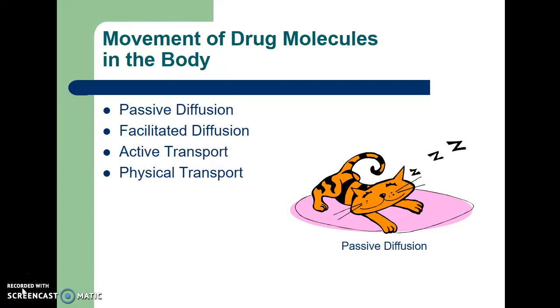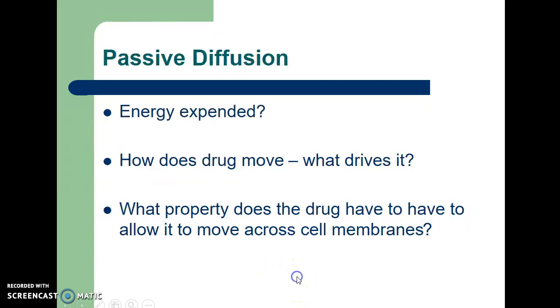In order for drugs to get from where we place them in the tissues, either parenterally, by having them breathe it in, or given orally, there are four different types of transport that are used to allow drugs to move around in the body. Here are their names: passive diffusion, facilitated diffusion, active transport, and physical transport.